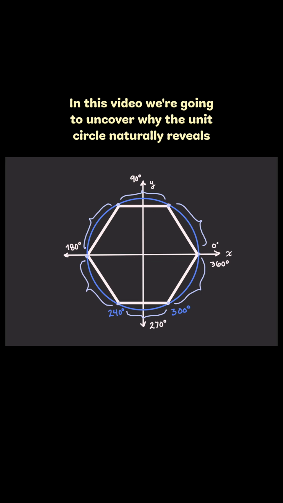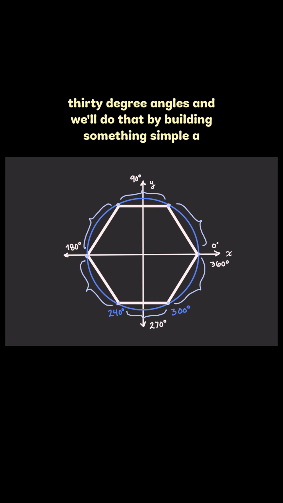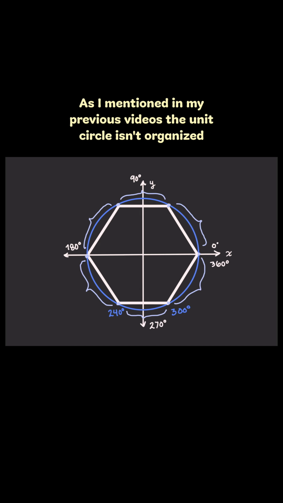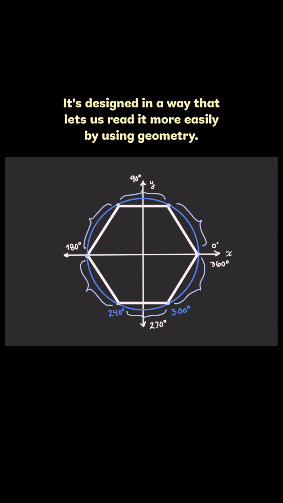In this video, we're going to uncover why the unit circle naturally reveals 30-degree angles, and we'll do that by building something simple, a hexagon. As I've mentioned in my previous videos, the unit circle isn't organized randomly. It's designed in a way that lets us read it more easily by using geometry.